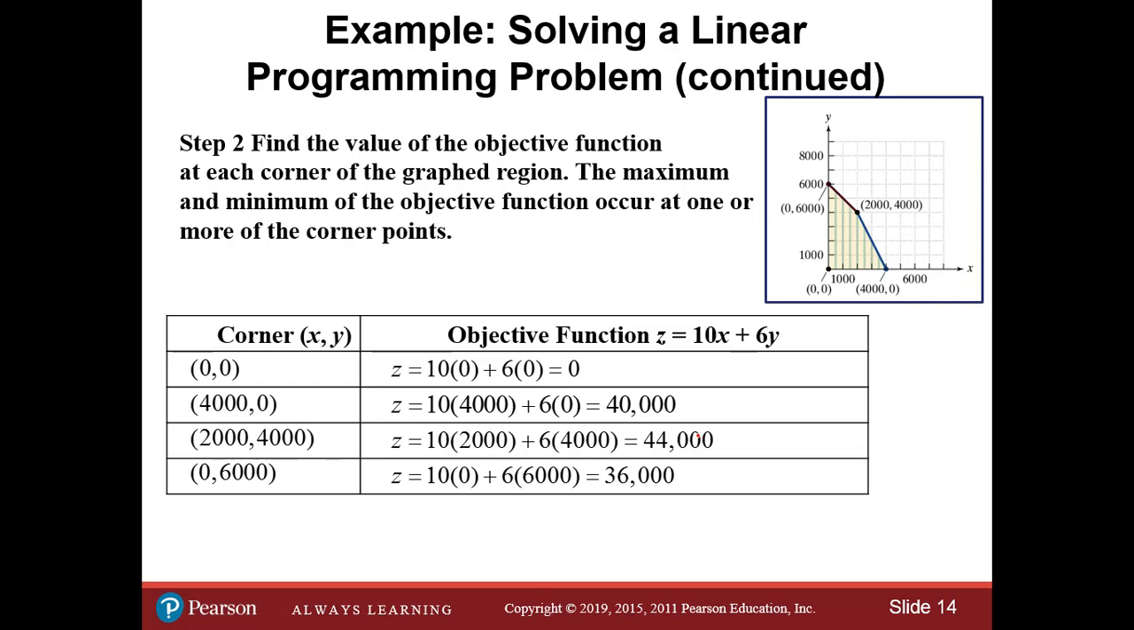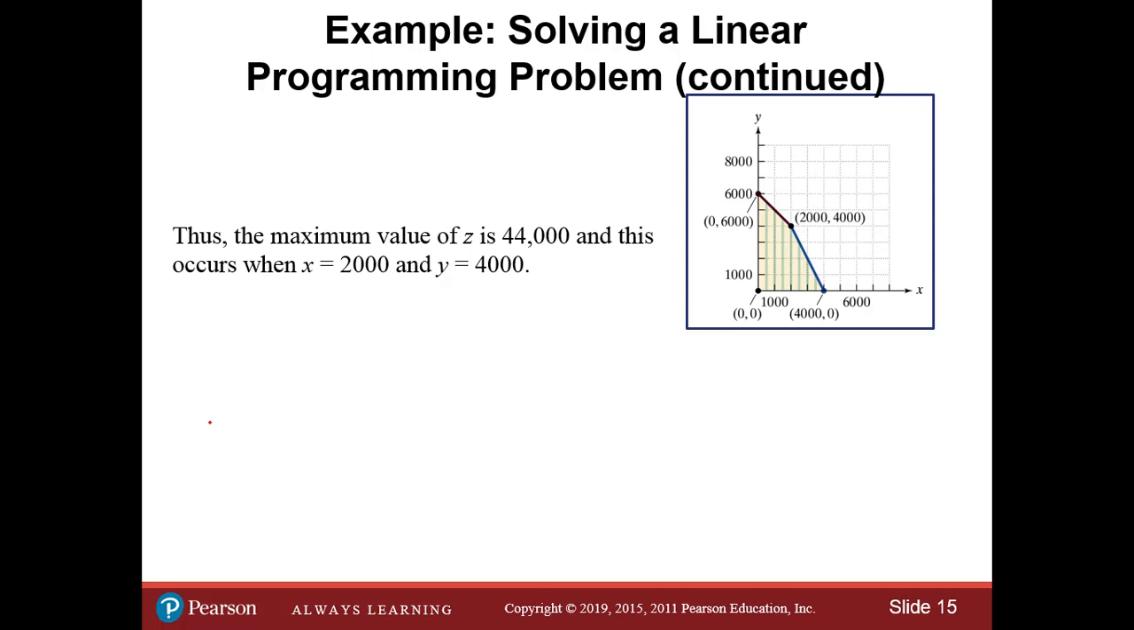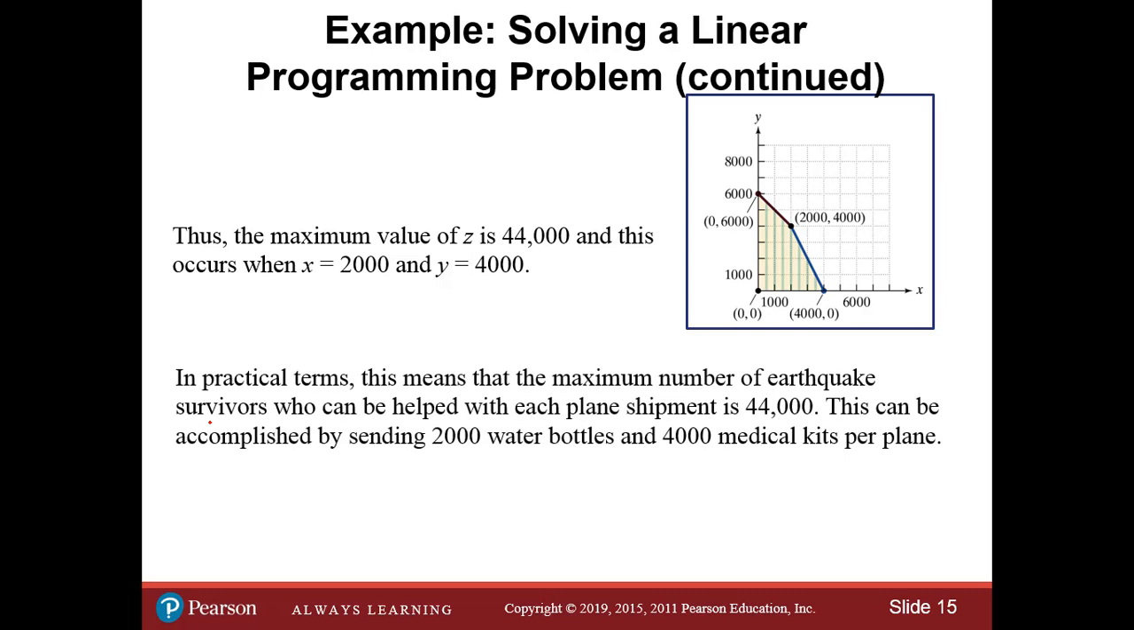So look at here. The maximum value for z is right here, and that happens when the number of bottles of water is 2,000 and the number of first aid kits is 4,000. And so the number of people is maximized at 44,000 people when we can ship 2,000 bottles of water and 4,000 first aid kits. Okay, per plane.